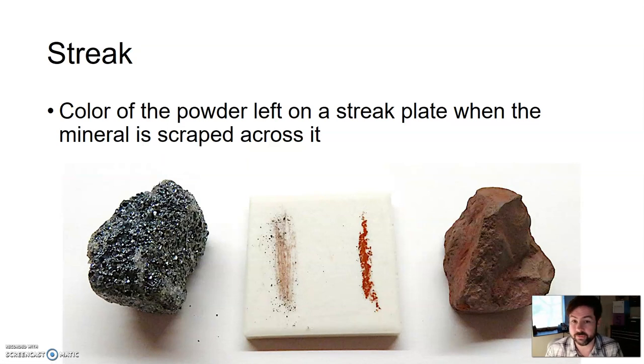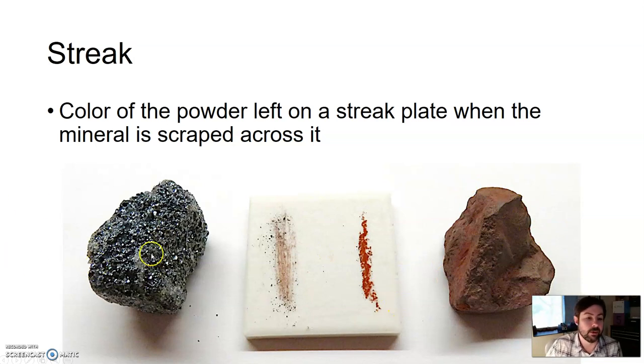Streak is another characteristic we can look at. Streak is the color of the powder left behind on a porcelain streak plate. That's this little white square thing when the mineral is scraped across it. So what you do is you take a mineral and you kind of just color on this porcelain streak plate, and the powder left behind is called the streak, and it actually indicates the true color of the mineral itself. Some minerals, for instance, on the right, this is the mineral hematite. It's kind of this reddish brown. Its streak is reddish brown.